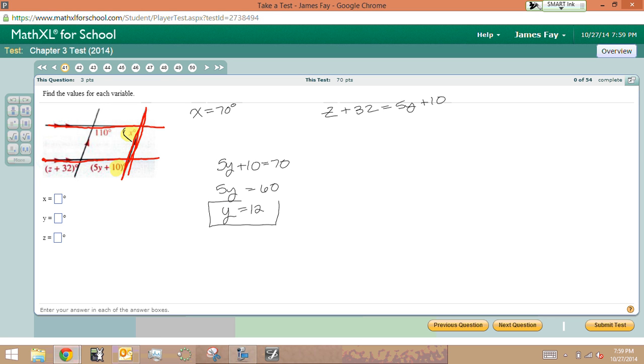Now that I know that y is 12, I can come back up here and say that z plus 32 is equal to 5 times 12 plus 10. So z plus 32 is equal to 60 plus 10. Z plus 32 is equal to 70. Subtract 32 from both sides, and that's going to give me z to be 38. So z was 38, y was 12, and x was 70.